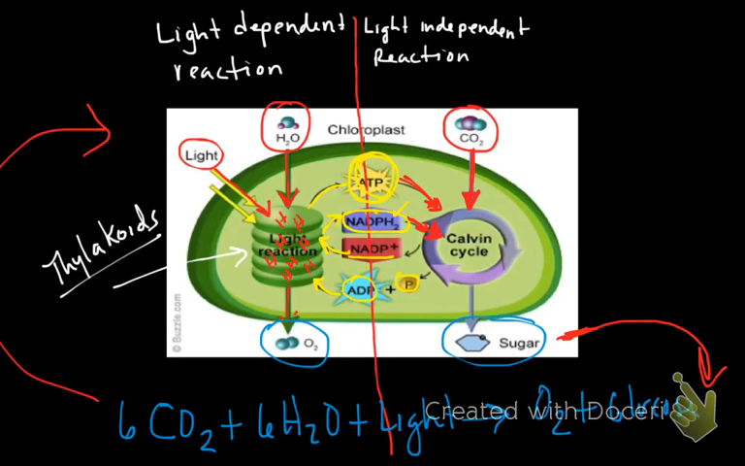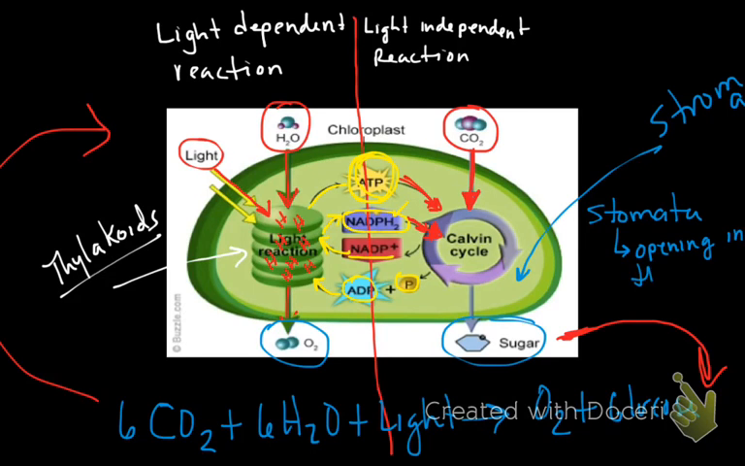We talked about the thylakoids. We also talked about this area, which is the stroma of the chloroplast. And the other term that we talked about is the stomata. Let me zoom in and write it: stomata. Those are just openings in the cell where the CO2 comes in and where the O2 leaves the cell.